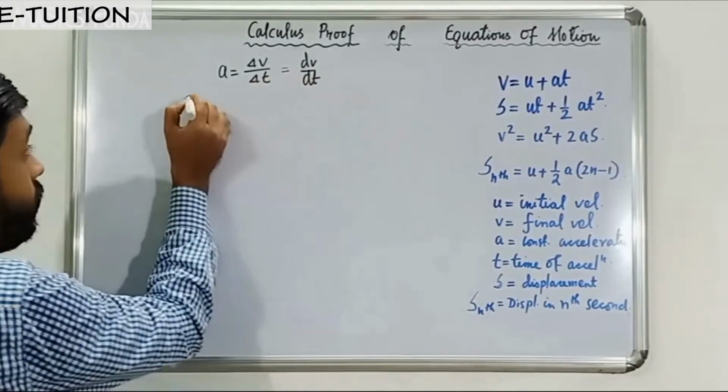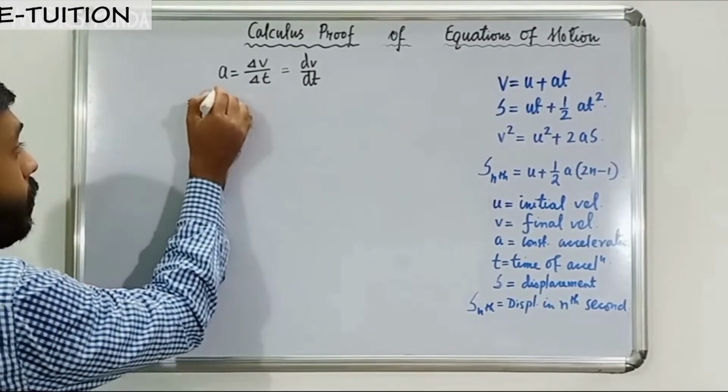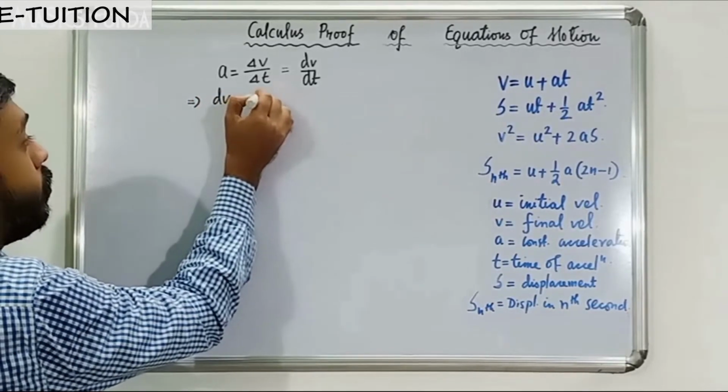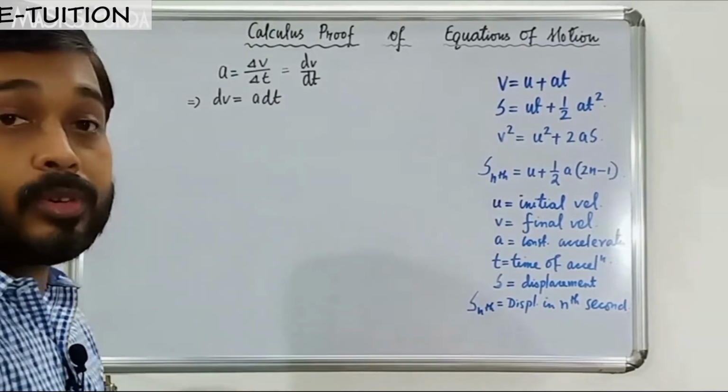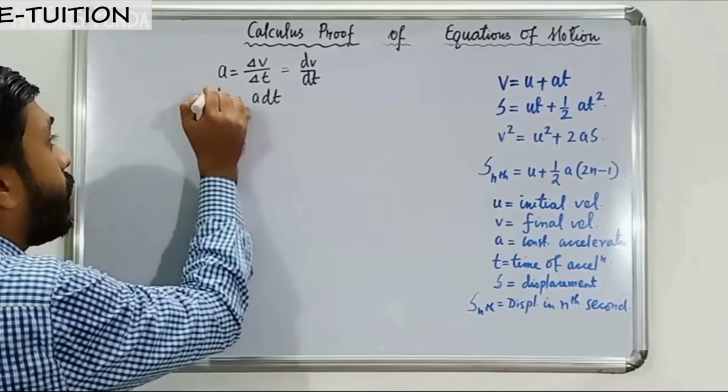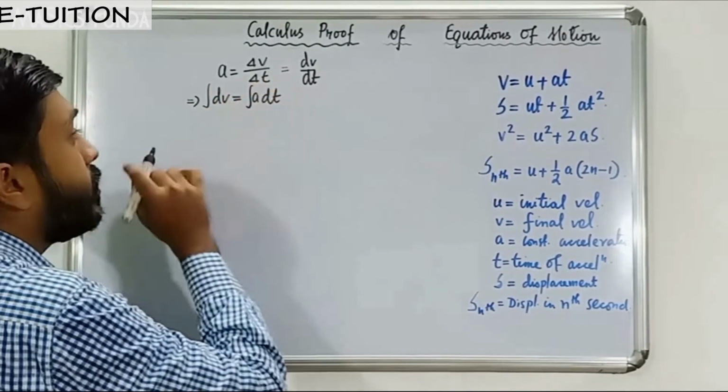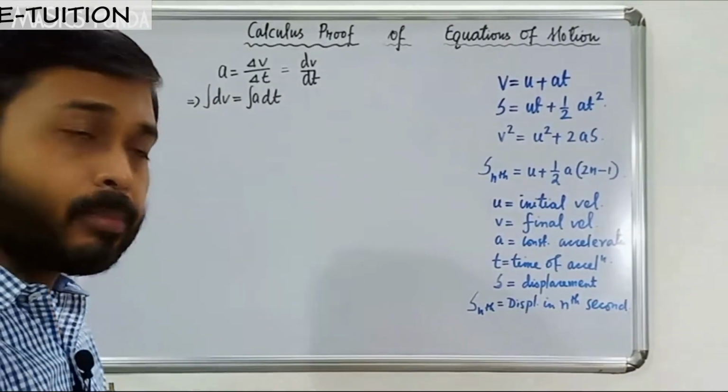Right from here you are getting dv equal to a dt. So right in this step you have to integrate both sides, and that is what we can always do in mathematics, integrating both sides of an equation simultaneously.